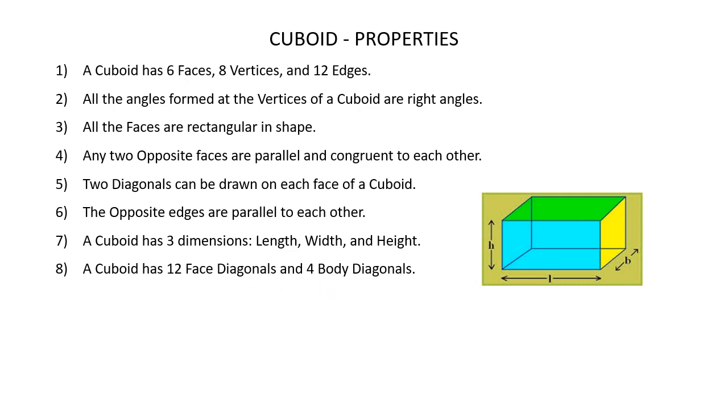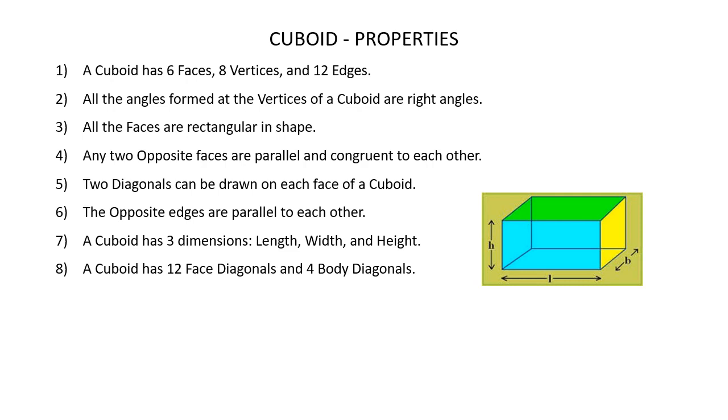Now let's understand all these properties with the help of this diagram of a cuboid. Now as you can see, this cuboid has 6 faces: top, bottom, front, back and 2 sides. And it also has 8 vertices. As you can see, there are 12 edges in this cuboid. Now all the angles formed at the vertex of a cuboid are right angles. Also, as you can see, all the faces are rectangular in shape. And any two opposite faces are parallel and congruent to each other.